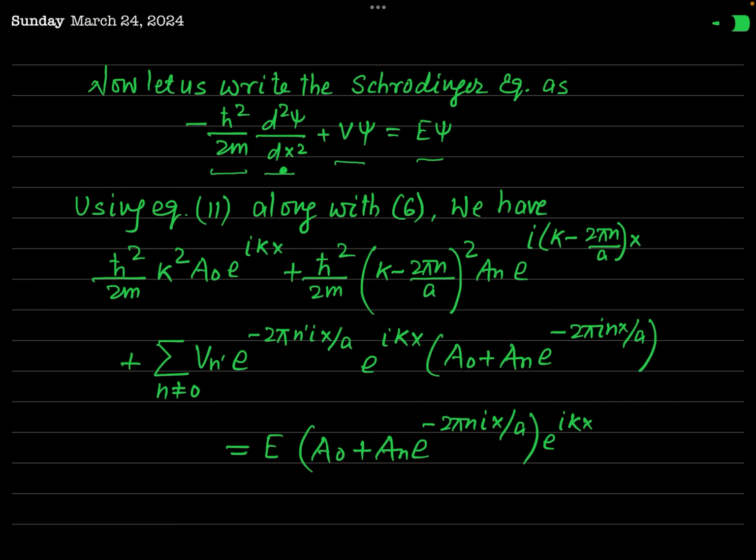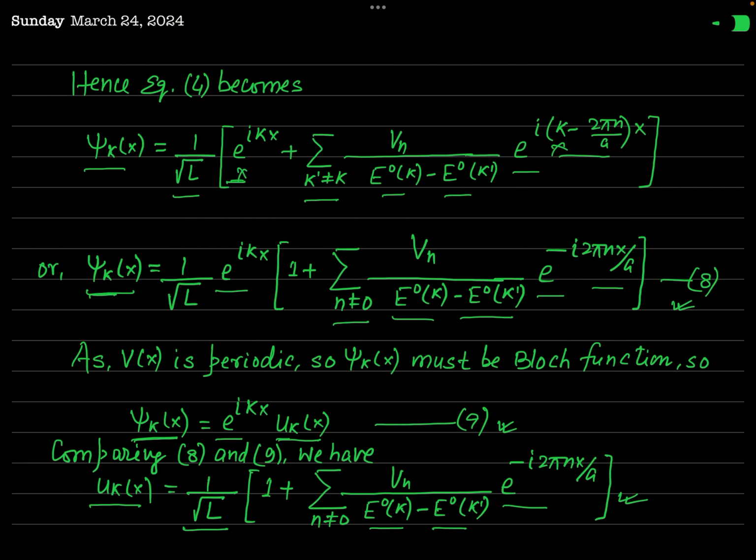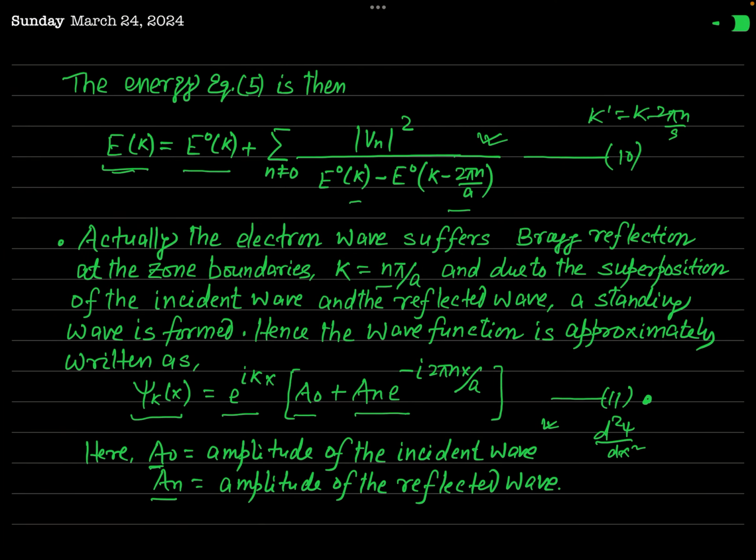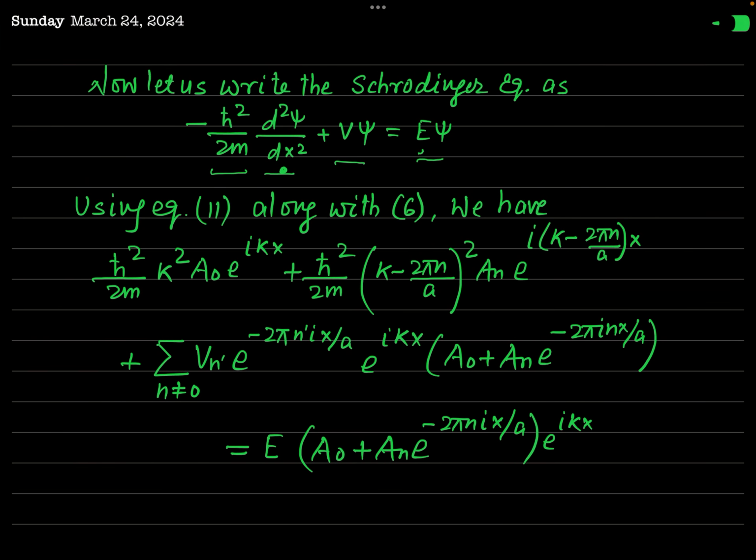And this V is defined here, you can see it here, okay? And this energy E is actually the unperturbed energy, which you have seen. This is equal to E naught k, and that is equal to h bar square k square over 2m. So, using all those results in this equation, you will get this result.